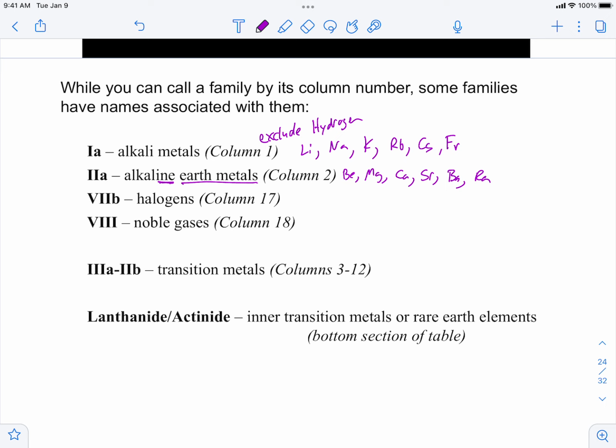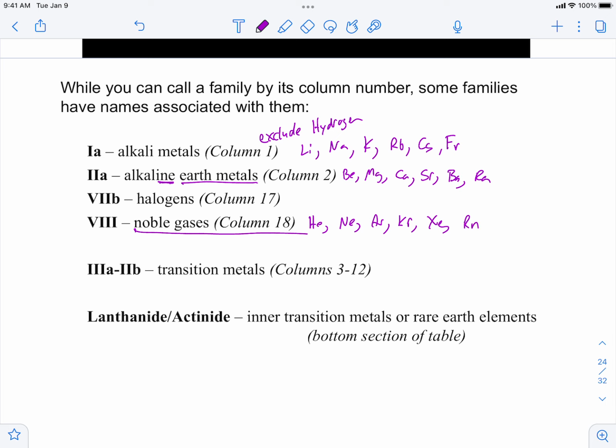Okay. Then we're going to jump over to the far right side of the periodic table. We'll do the last column here first. We already mentioned these guys. The last column, noble gases. So helium, neon, argon, krypton, xenon, radon.